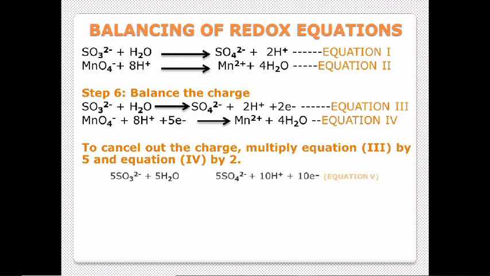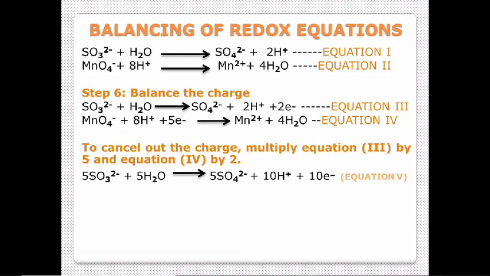Okay, and that is why we now have 5 molecules of sulfite ion and 5 molecules of water on the reactant side of equation 3. Then we have 5 molecules of sulfate ion, 10 hydrogen ion, and 10 electrons. And that's going to give us the product side of equation 3. And all together, we now have our equation 5.